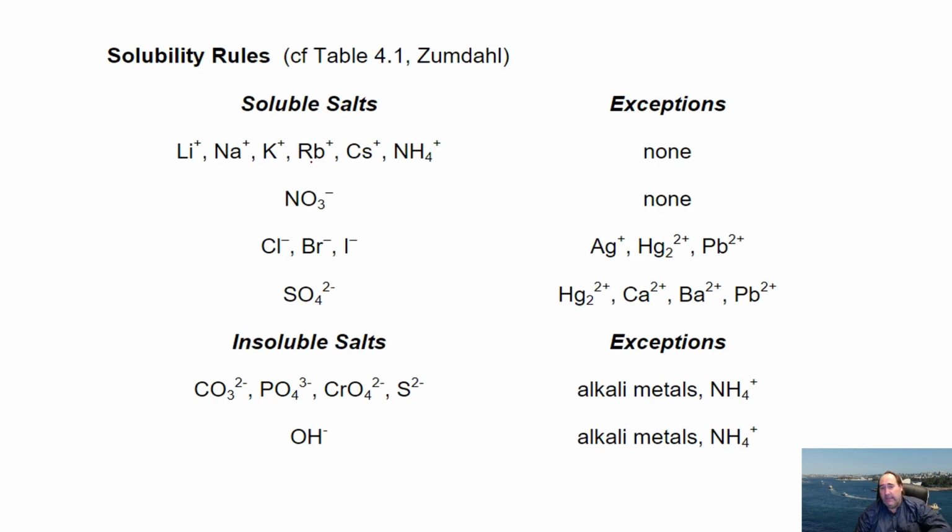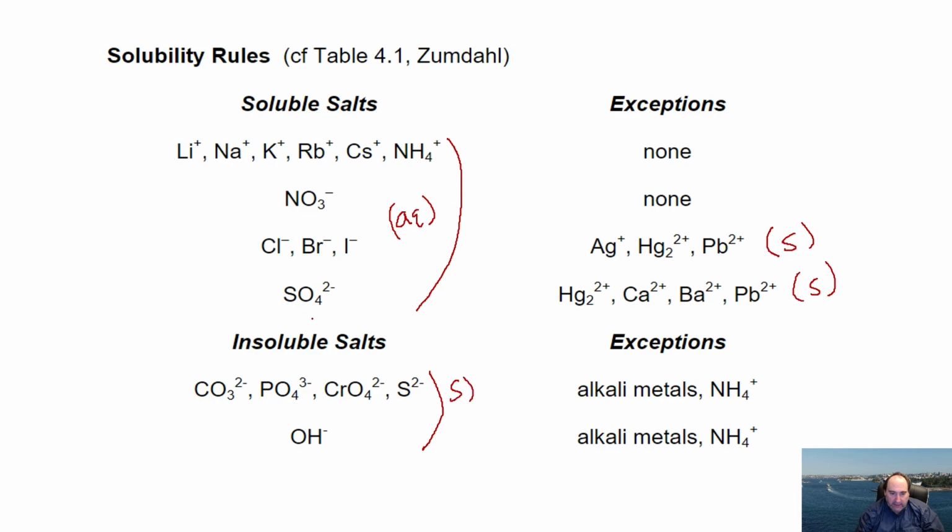Here's another solubility table, set up a little bit differently, but kind of the same idea. So anybody on this side should get the aqueous symbol and would be soluble. Unless it's somebody on this side, they would then be solids. So anybody on this side should be solid, but if it's somebody on this side with somebody on the left there, they will be aqueous.